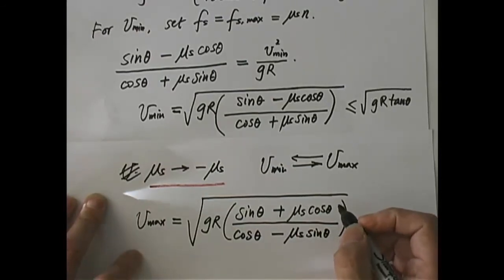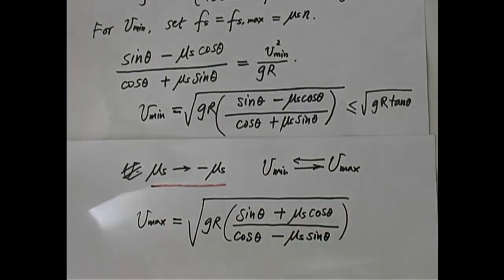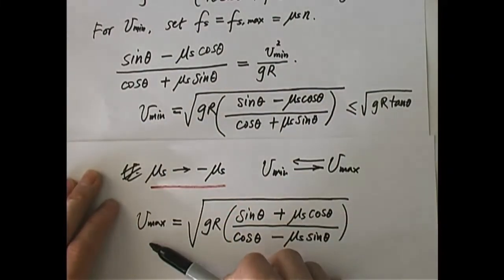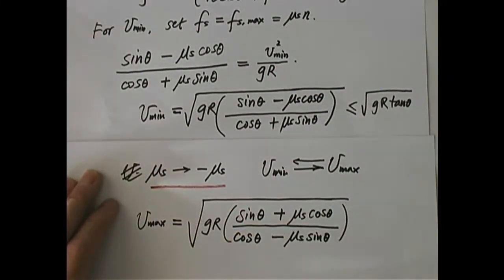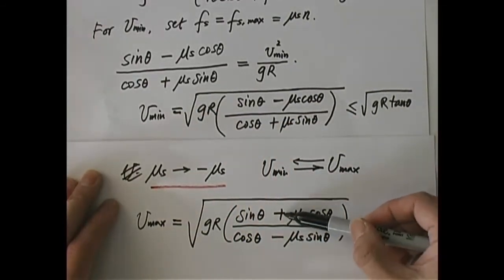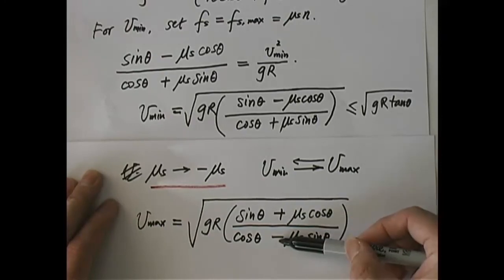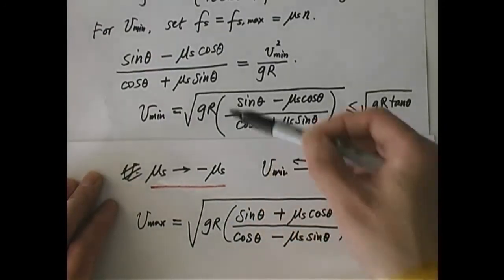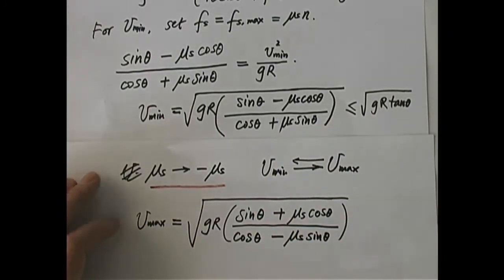That is V maximum. Now that is really good because with static friction, we have achieved this flexibility. We can drive with any speed between V minimum and V maximum, and we'll be safe. Indeed, V maximum is greater than V minimum because look at the expression here. I have a positive term in the numerator, negative term in the denominator. That means I have a greater overall value here, so V maximum is greater than V minimum. That makes perfect sense.